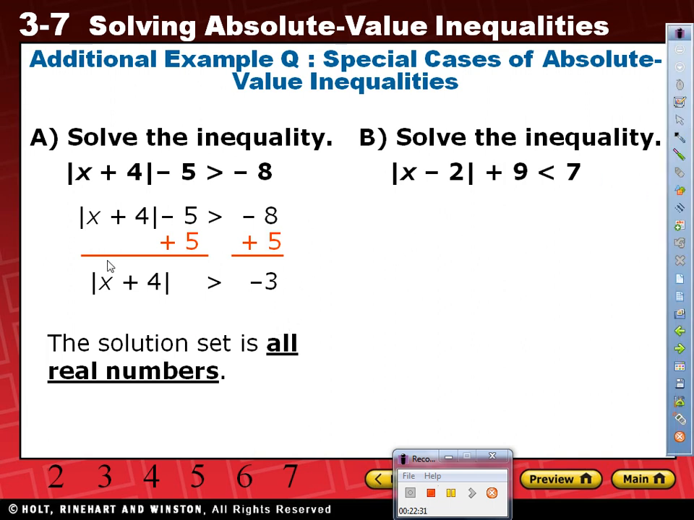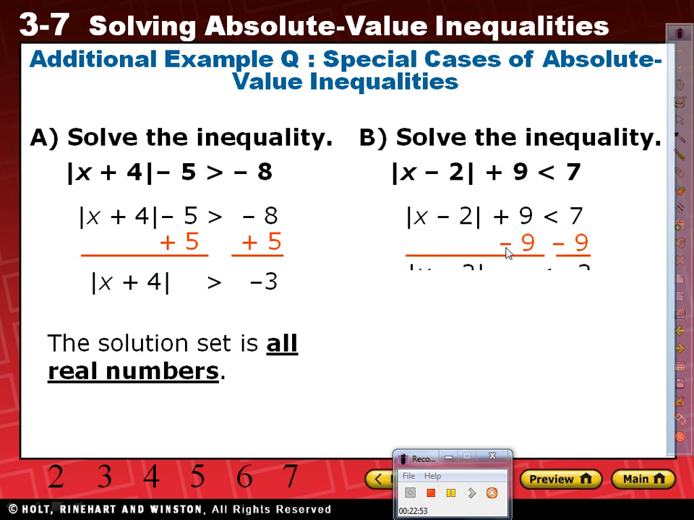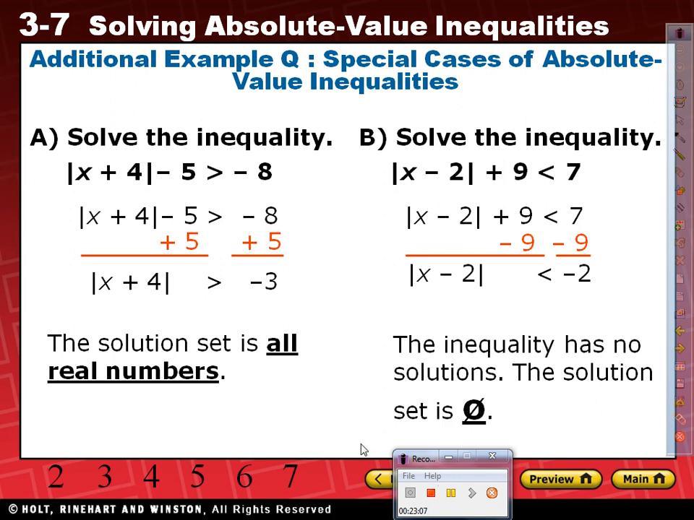Why? If I was to substitute into this variable any number, the absolute value makes it a positive, doesn't it? Are positive numbers greater than negative numbers? So that's why it doesn't matter what number I substitute in there, it's always going to be a positive. That's why it's all real numbers. Look at the second one. Subtract 9, subtract 9. Look at this one. If a number comes out of the absolute value, say what? A positive? Are positives less than negative numbers? No. So therefore, this one will not have a solution. Those are 2 special cases that you just need to look out for.